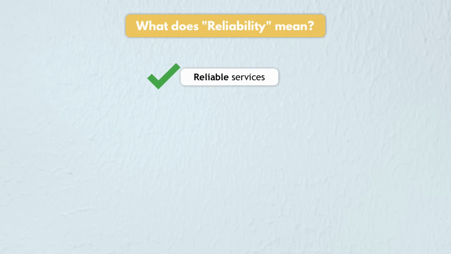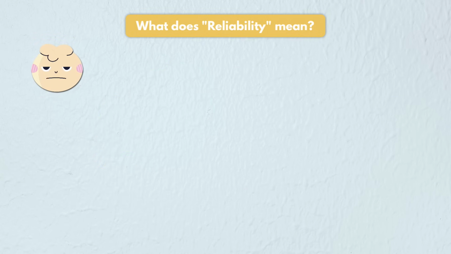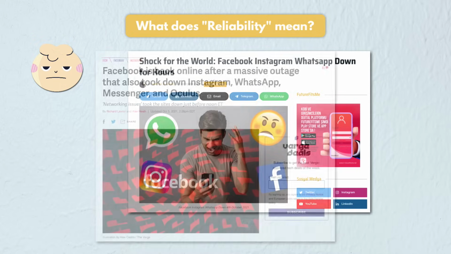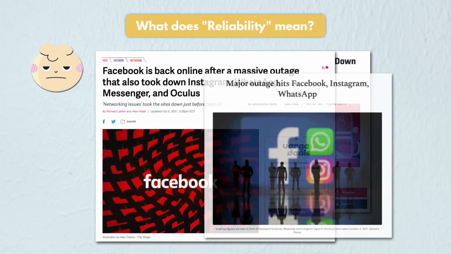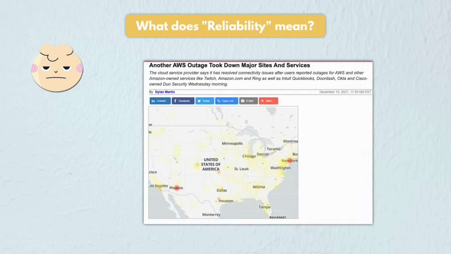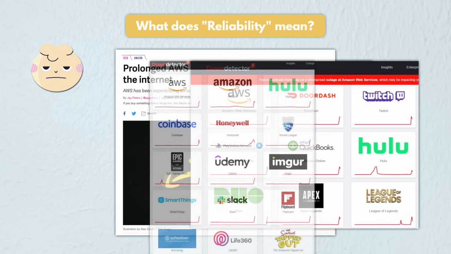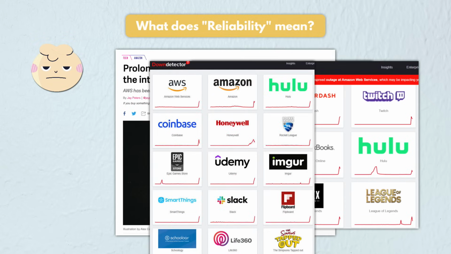But the thing is, users usually do not notice the reliability of the system. It only becomes visible when something goes wrong and the services are down. Do you remember the recent outage of Facebook, Instagram, and other related services? That made huge news. What about AWS server outages that also affected other applications that were hosted on AWS? Of course, everybody noticed and knew about it when it happened.